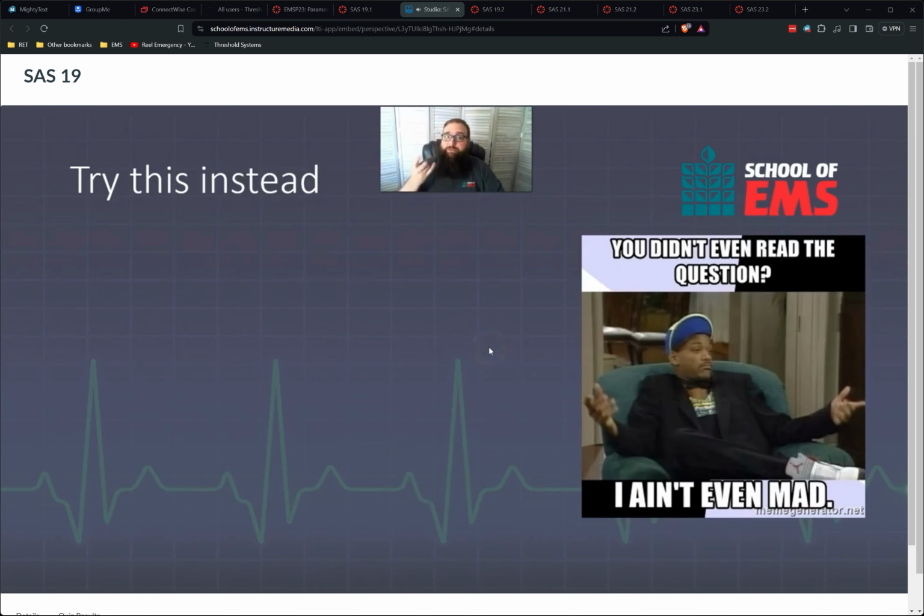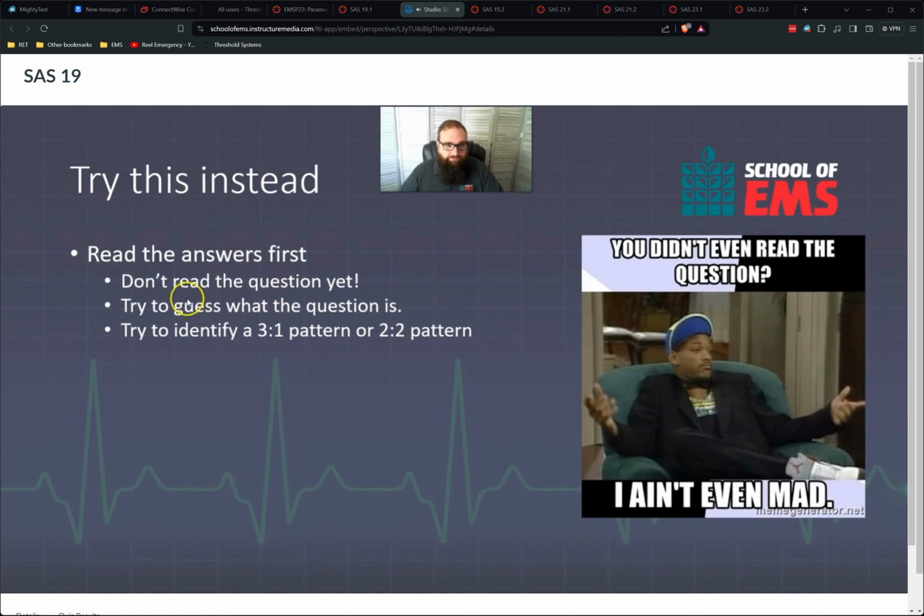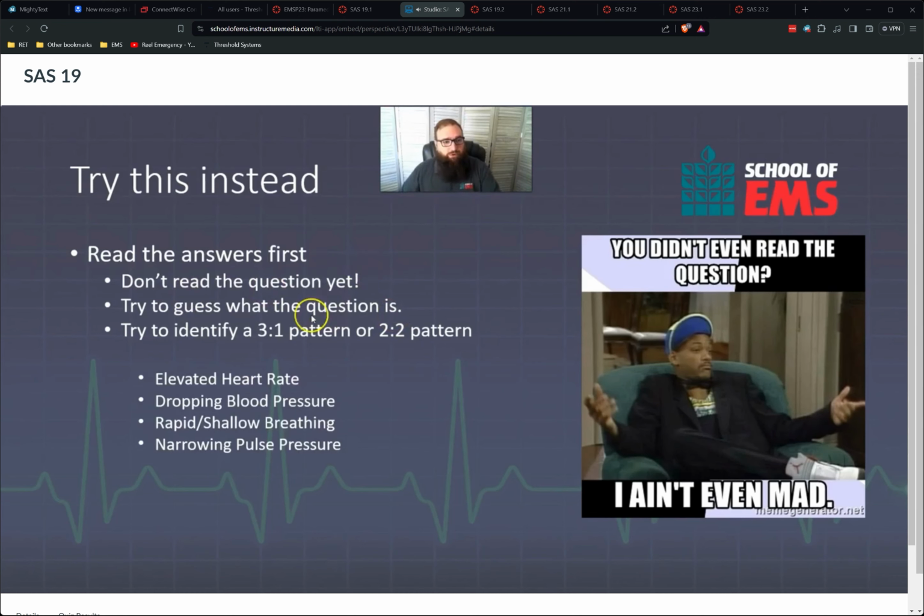All right, now let's go the other way. Let's talk about reading the answers first. So we're not going to read the question. In fact, I'm not going to give it to you. You want to try to guess what the question is. You also, while you're looking at this, want to try to identify 3 to 1s and 2 to 2s. Remember, we talked about those before.